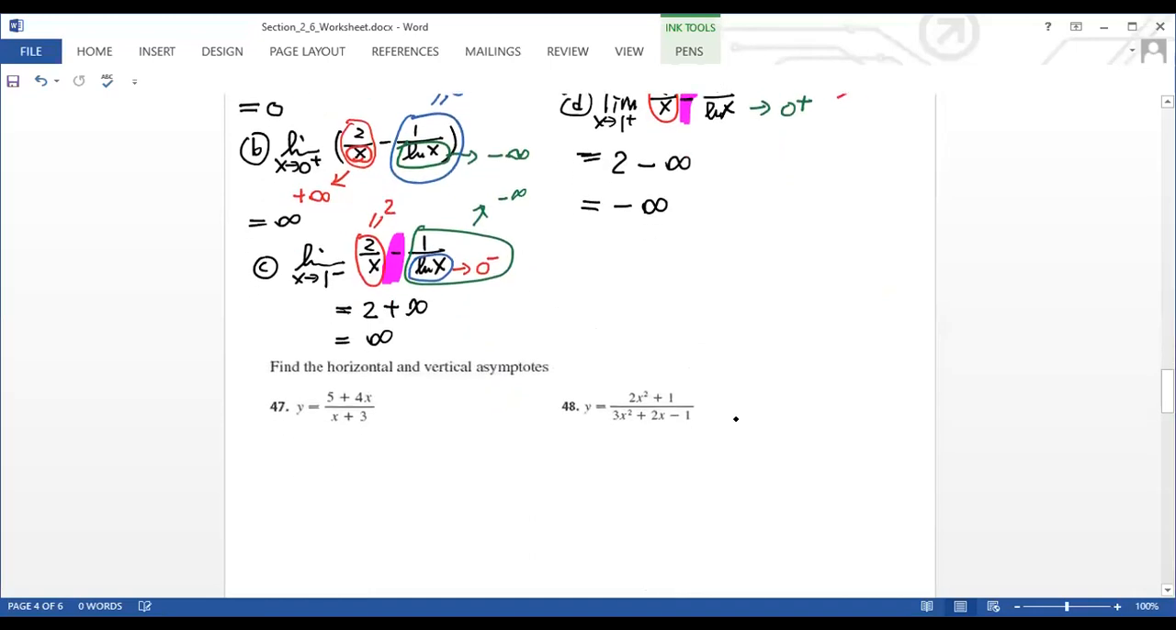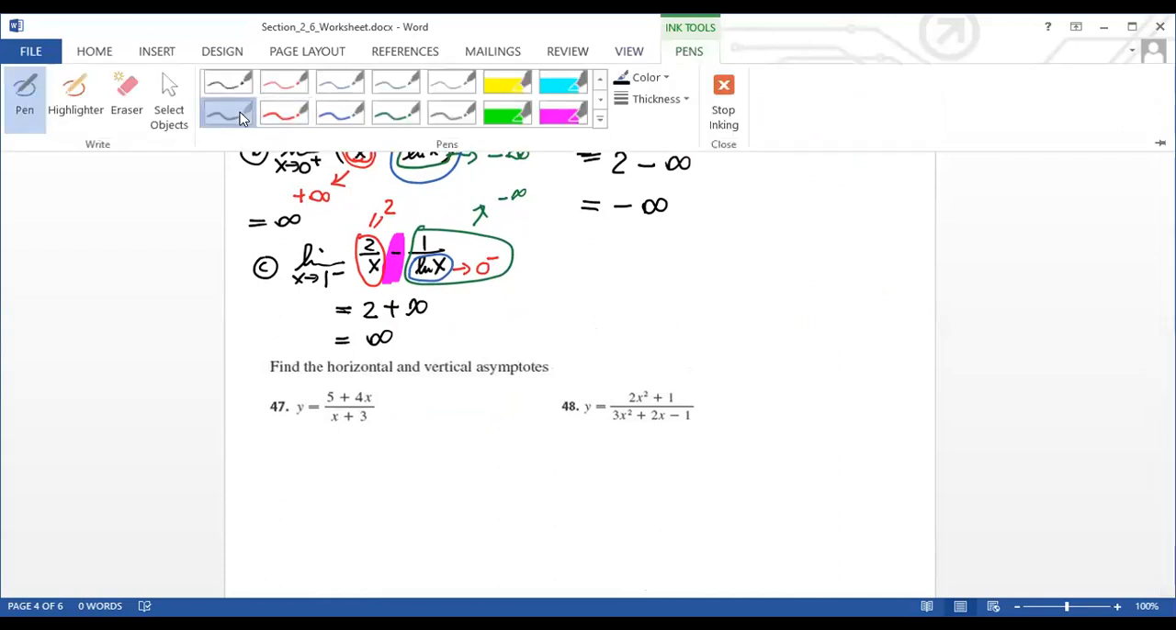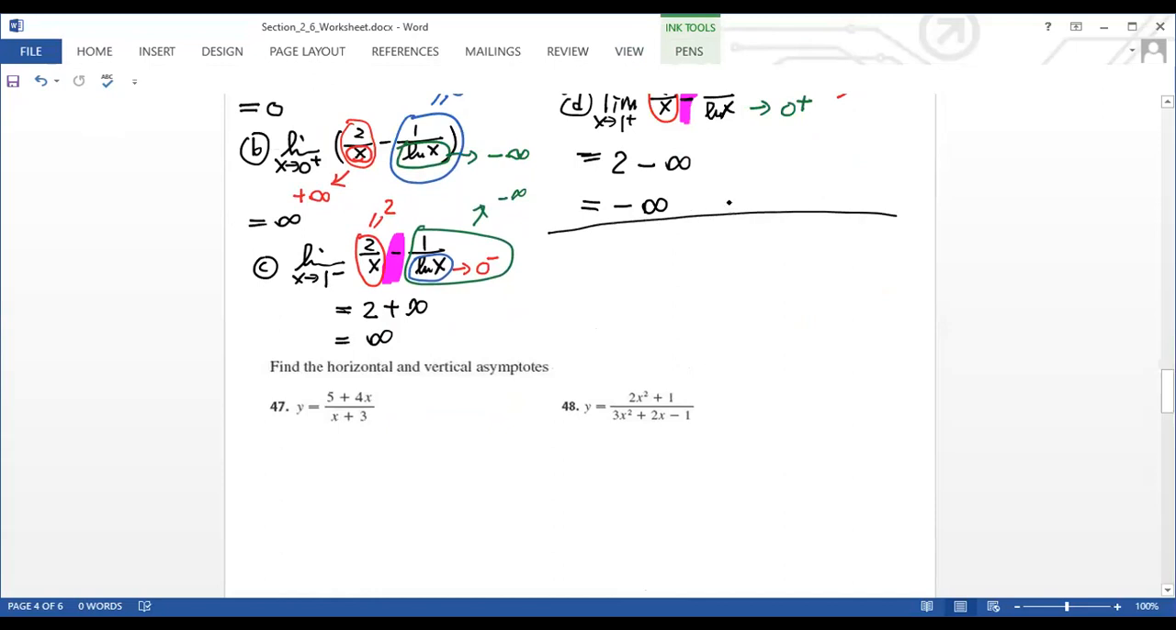Okay, so let's take a look at the last topic for this assignment. It's going to talk about the horizontal and the vertical asymptote. Let's do a quick review. I think we did that. The horizontal asymptote is really when you let x approach infinity or x approach negative infinity, so you see what the y values approach, right? If the y value approaches a number, then we say that is the horizontal asymptote.